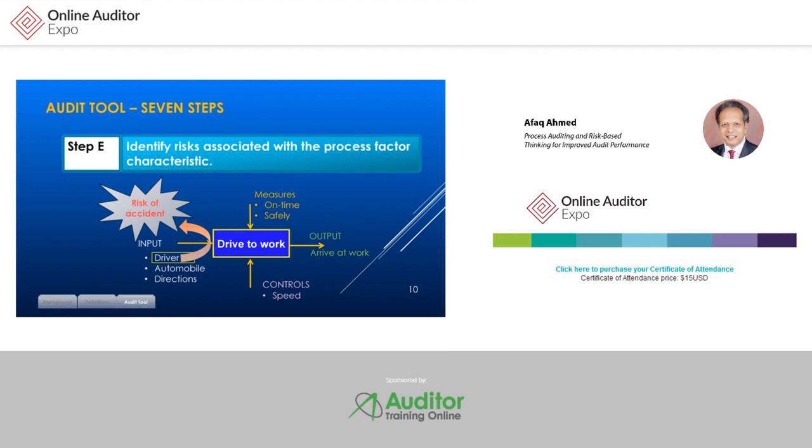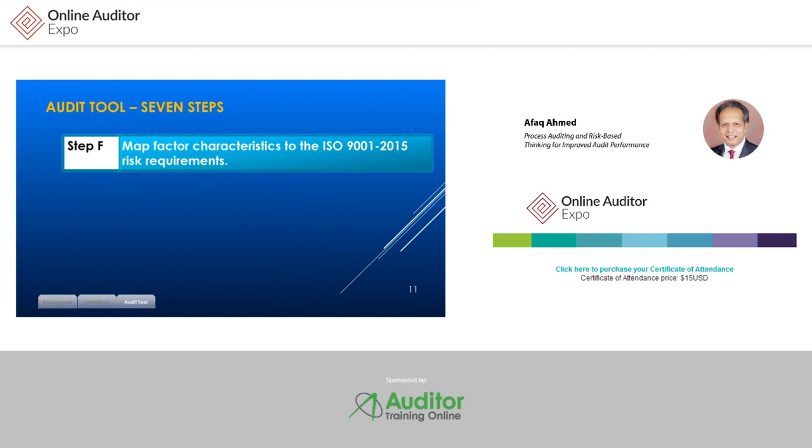In step E, identify risk associated with process factor characteristic. In the previous slide, process characteristics were identified as good vision, good driving record, and a sound state of mind. If these process characteristics are not controlled, then there is a high risk of accident.